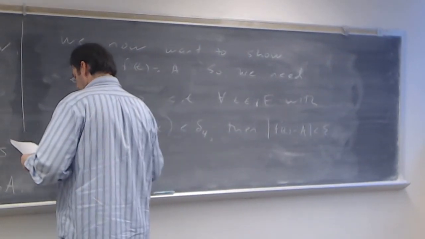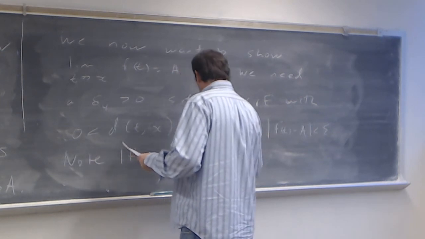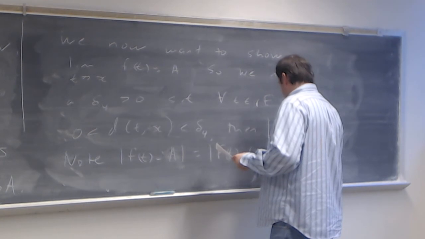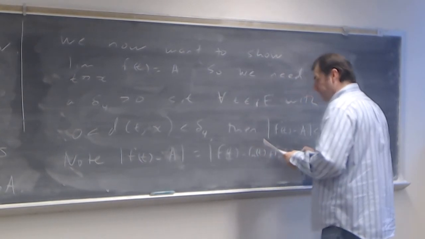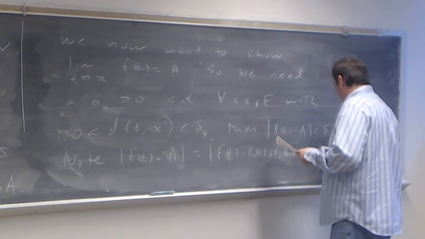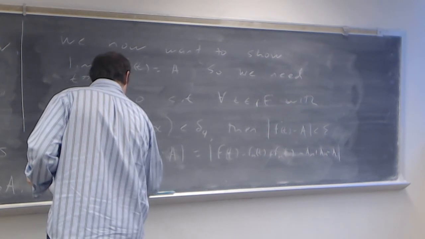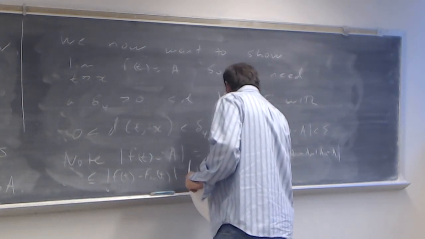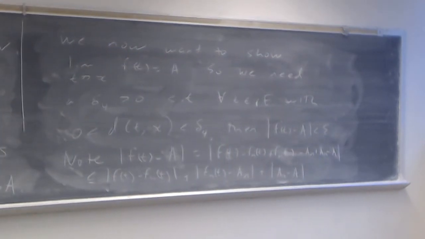So let's observe that the absolute value of f of t minus A is equal to the absolute value of f of t minus f sub n of t plus f sub n of t minus a sub n plus a sub n minus A. And that's going to be less than or equal to, so I'm splitting this up into 3 absolute value sums, the absolute value of f of t minus f sub n of t plus the absolute value of f sub n of t minus a sub n plus the absolute value of a sub n minus A. We need to make sure that each one of those absolute values is really small so that when we sum them up, it's less than epsilon.